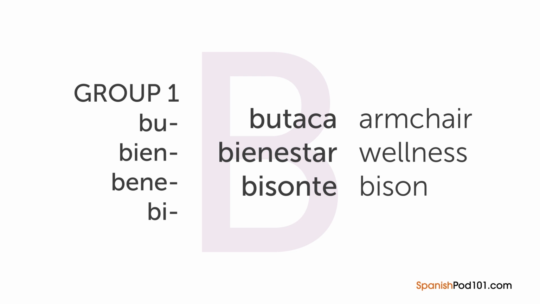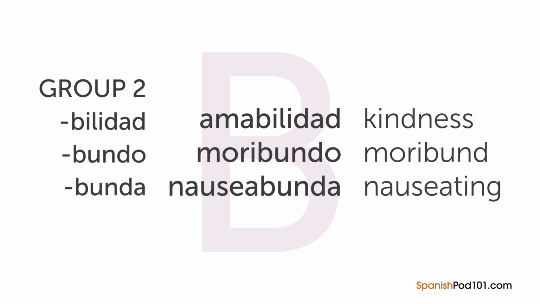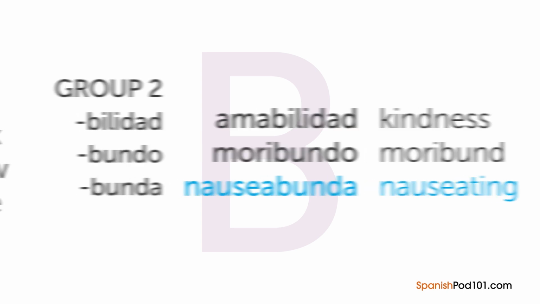First, all the words that begin with bu, bien or bene, and B. For example, butaca, meaning armchair, bienestar, meaning wellness, and bisonte, bison. Second, all the words that end in bilidad, bundo or bunda. For example, amabilidad, kindness, moribundo, moribund, and nauseabunda, nauseating.